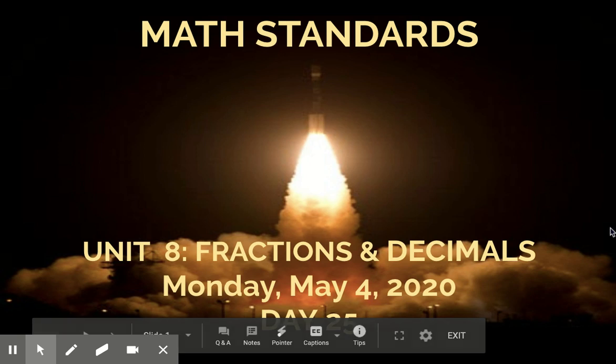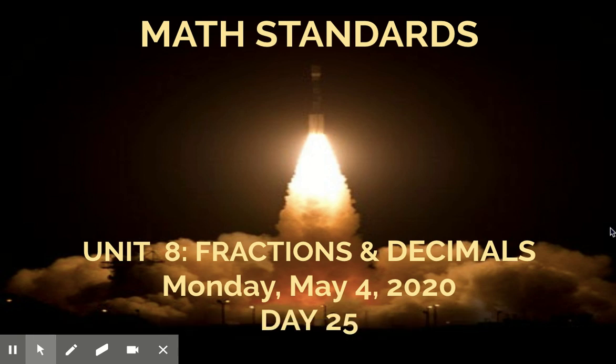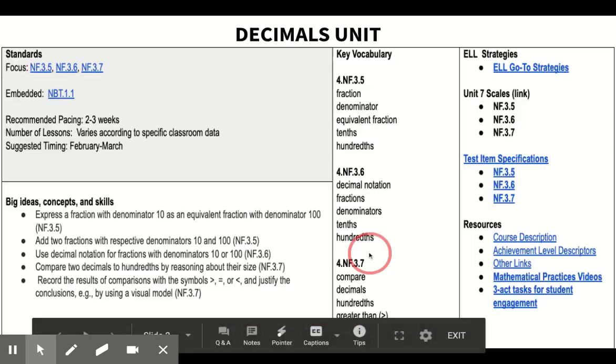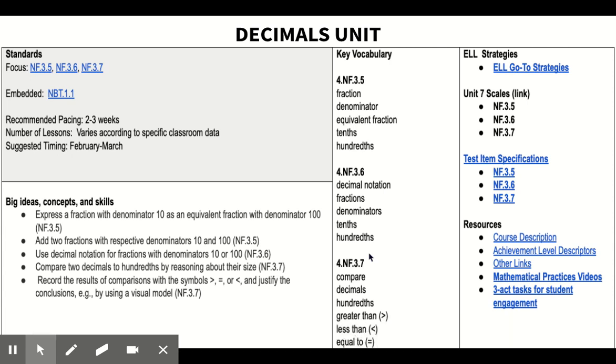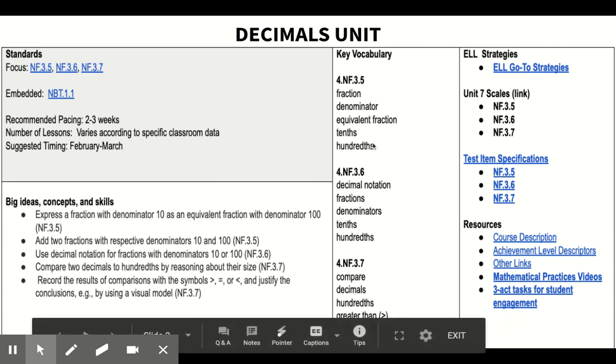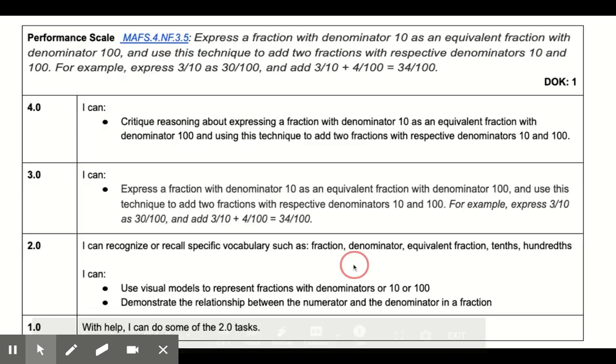Today is the 6th week of virtual learning, and it is Monday, May 4th, our 25th day. We are continuing onward with our 8th unit here, which is fractions and decimals. Here is an overview of our 8th unit, and it goes into 3 standards. You have NF 3.5, 3.6, and 3.7.